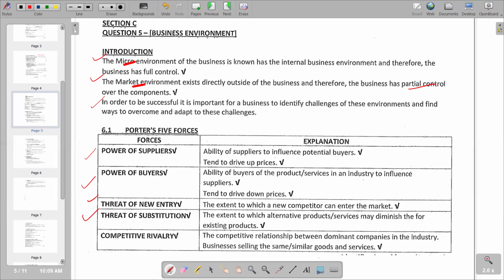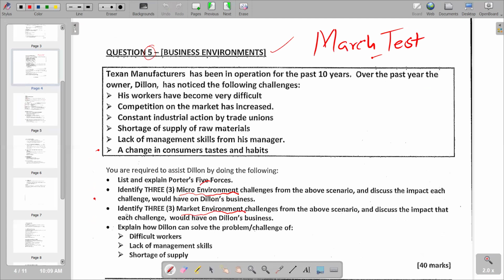The competitive rivalry is the competitive relationship between dominant companies in the industry, businesses selling the same or similar goods and services. So basically, this is the level of competition that we have in the industry. That's the last point that we have to determine Porter's 5 forces. And we try to see, according to the requirements of the next point, which reads: identify 3 microenvironmental challenges from the above scenario and discuss the impact each challenge would have on Tino's business.